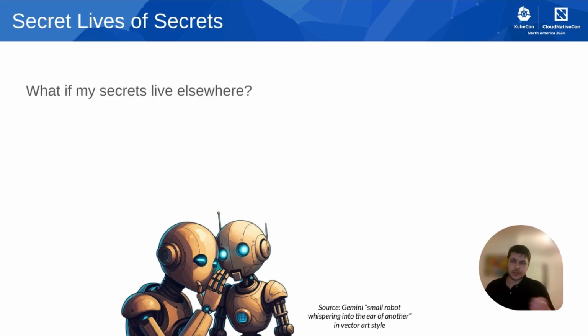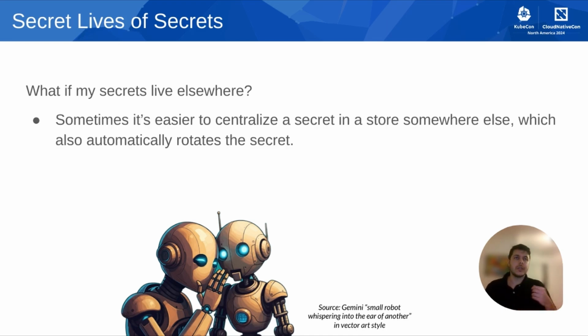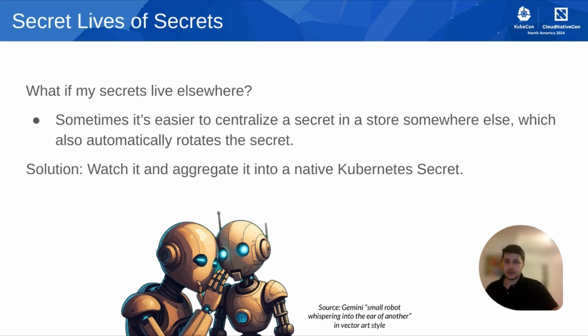Sometimes you might have secrets that live in a different store. How do we solve this with operators? And the solution is actually quite simple. You watch for it wherever it is, and the operator can just aggregate it into a native Kubernetes secret. So I might say it's simple. It's actually not, because you need a way to watch it, and depending on your store, you would need to have the operator support those APIs. So it's a lot easier said than done, but it is possible.